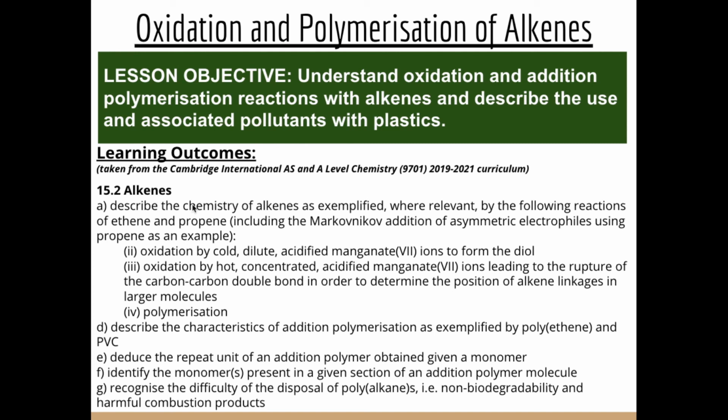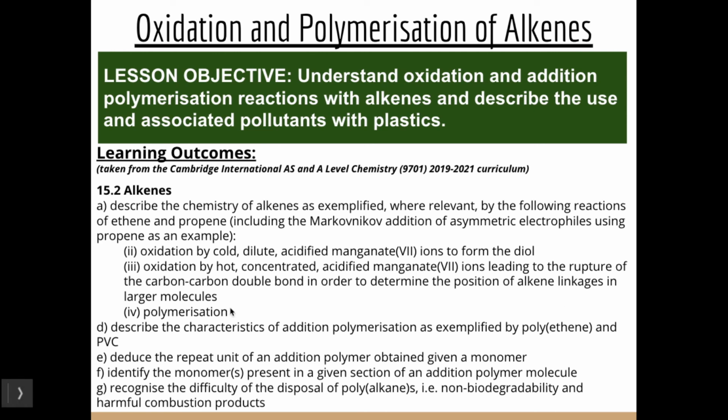What have we done? We've described the chemistry of alkenes as exemplified where relevant by the following reactions of ethene and propene. We looked today at oxidation by cold dilute and hot concentrated acidified manganate to get different products. Cold dilute, we form the diol. Hot concentrate will rupture the carbon-carbon bond, and we can use whatever products we get to determine the position of alkene linkages in large molecules.